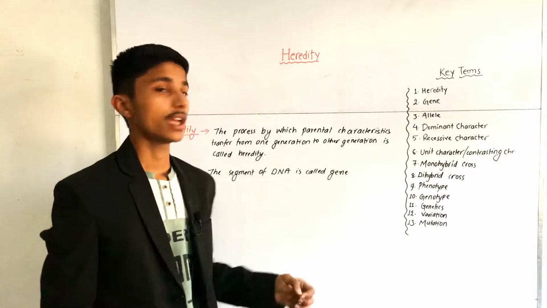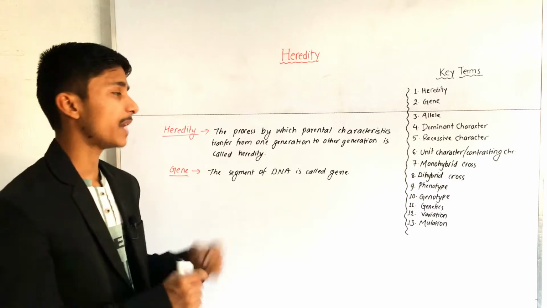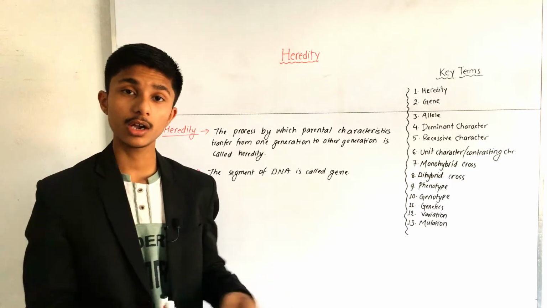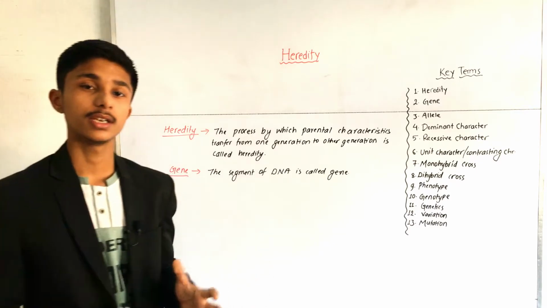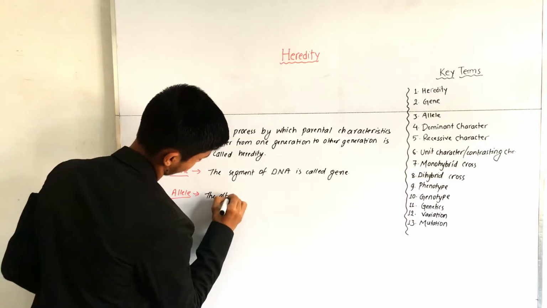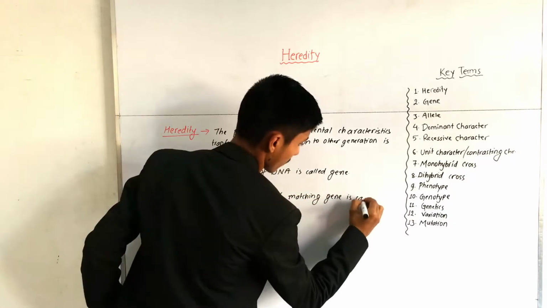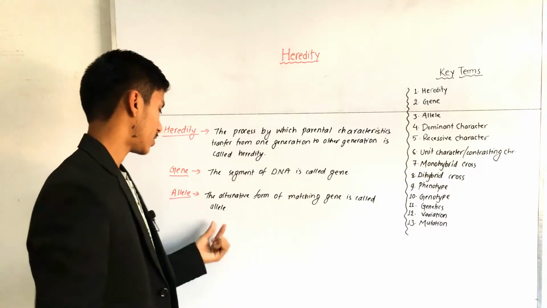Now the third one is allele. What is allele? It is the alternative form of a matching gene. The alternative form of a matching gene is called allele. Here we write: the alternative form of a matching gene is called allele.